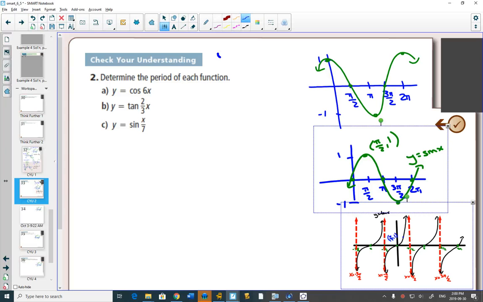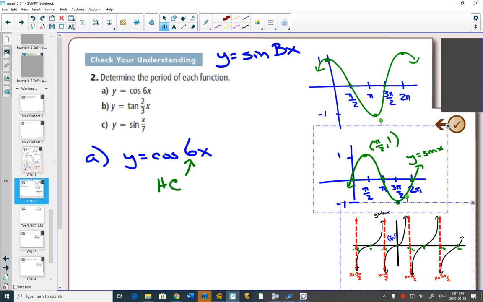So example 2 is looking with sine, cosine, tan. I'll just write sine up at the top. We're looking at the b value. What happens when there's a horizontal stretch or compression? So in A with y equals cos 6x, that 6 is inside of our function. We would call that a horizontal compression. You would multiply each of your x values by 1/6.